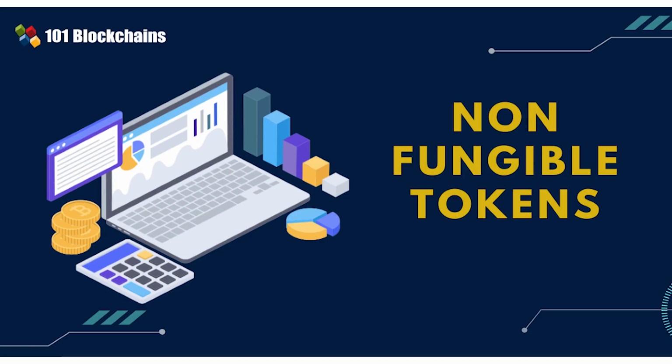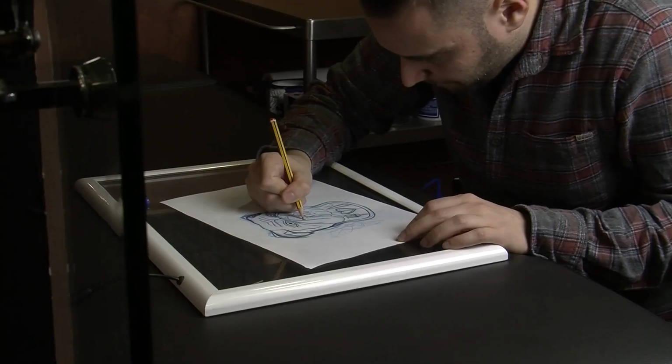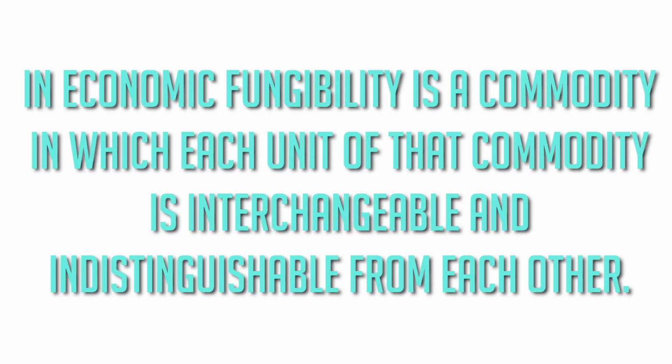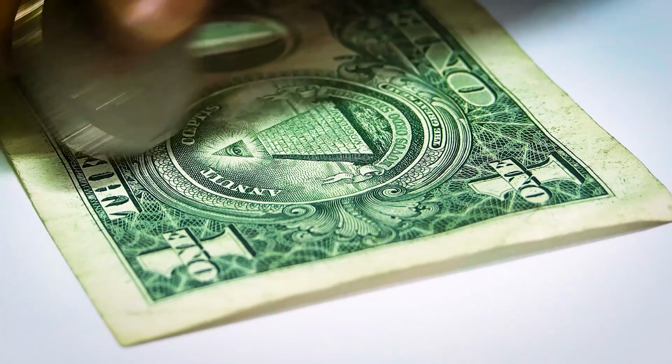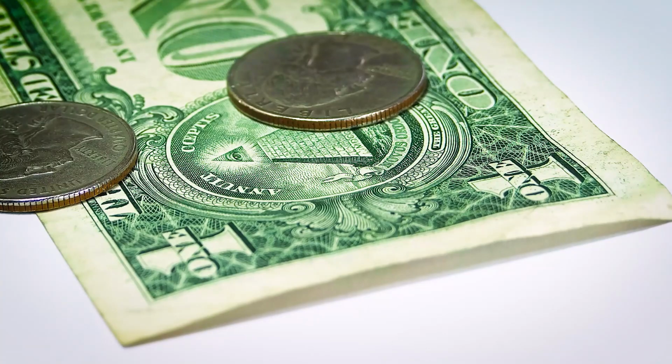NFT means non-fungible tokens. These tokens are cryptographic tokens that can show ownership of digital goods, such as art and other collectible materials. Economic fungibility is a commodity in which each unit of that commodity is interchangeable and indistinguishable from each other. Here is an example of the concept of fungibility. Fiat money, like the US dollar, is an example of a fungible material.